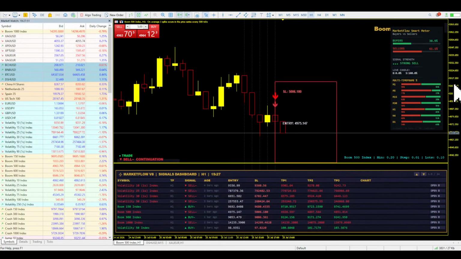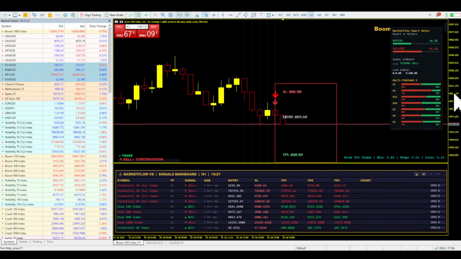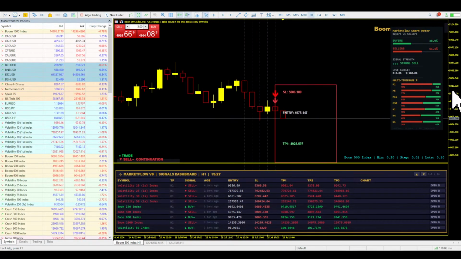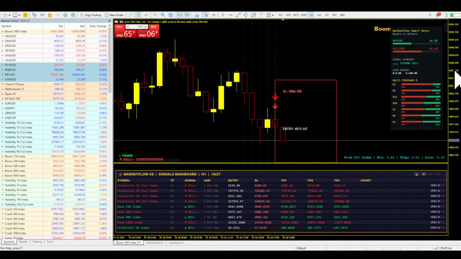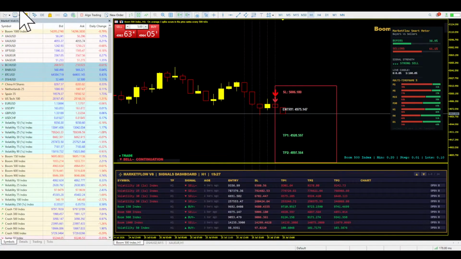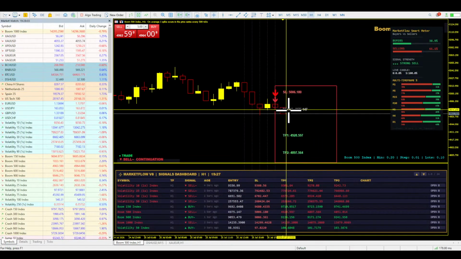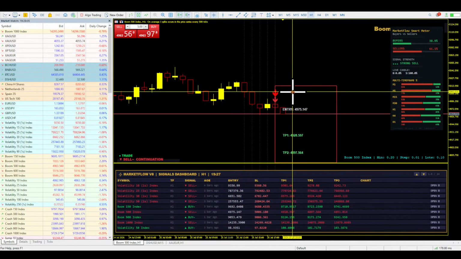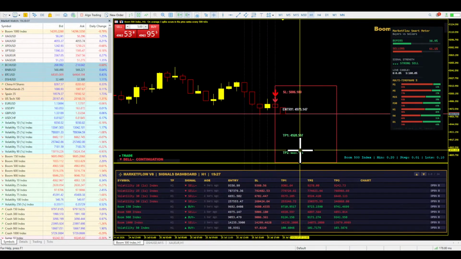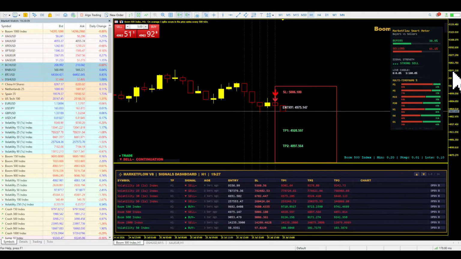Okay, here's another example of a trade. This is Boom 500 index on the H1 chart. As you guys can see, the dashboard indicator has given us a sell signal right there. You can see our entry right there, our stop loss up here, TP1, TP2. You guys know how this thing goes.